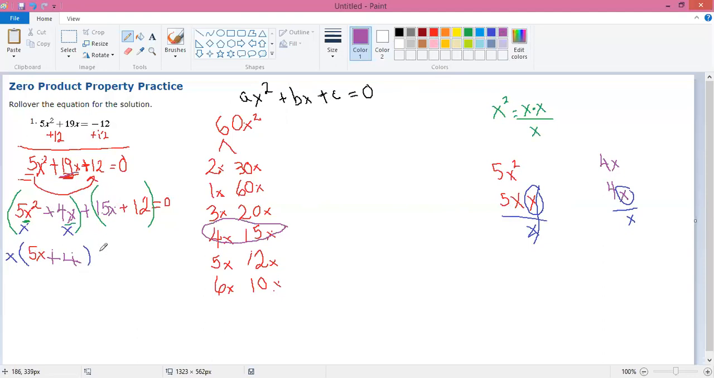And then I'm going to say plus. And then I'm going to look at 15x and 12 and see what they have in common. Well, 15 and 12, they both have 3 as a factor. So I can pull 3 out. That's the greatest common factor I see with them. So if I pull the 3 out, that means I'm going to divide 15x by 3. I'm going to divide 12 by 3.